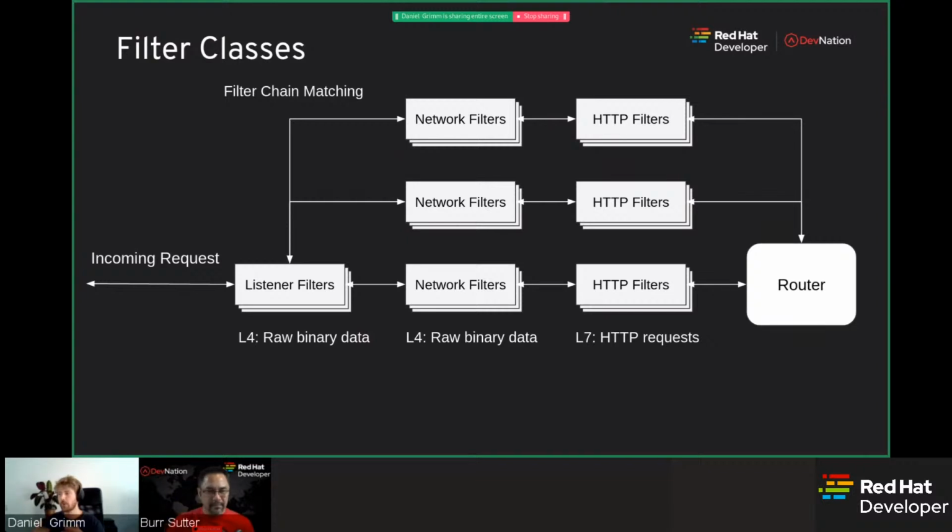So there are multiple ways to write filters. The first and most obvious way is to just use C++ and compile your filter into Envoy. Envoy by default has a set of filters. As I said, this gRPC JSON transcoder filter, for example, is compiled into Envoy. So you could always go and write a filter in C++ and compile it into Envoy.